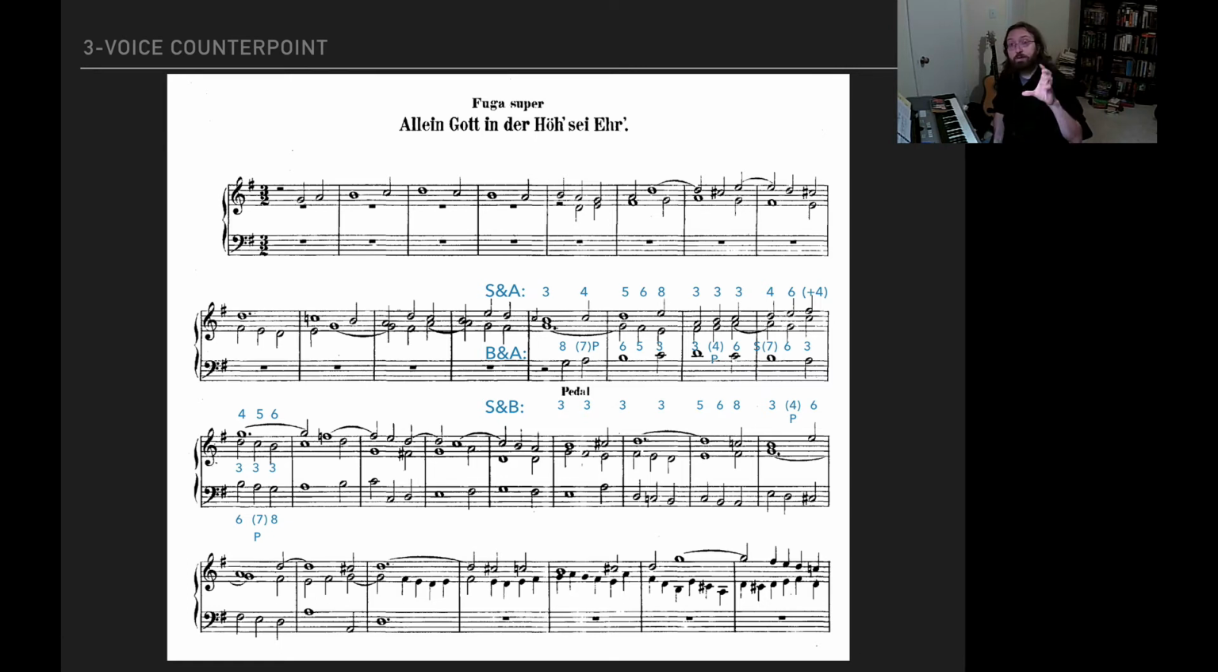Again, every one of these streams is tightly controlled. There's no use of dissonance that is not idiomatic. Everything can be accounted for within this style and within the techniques that we learned for two-voice counterpoint.